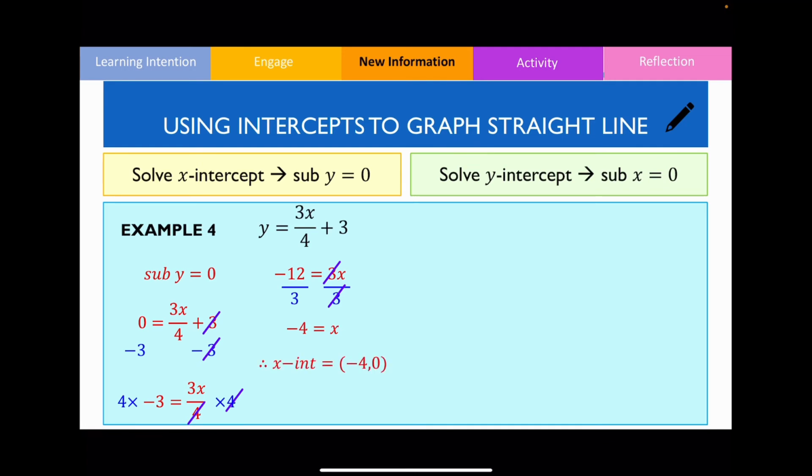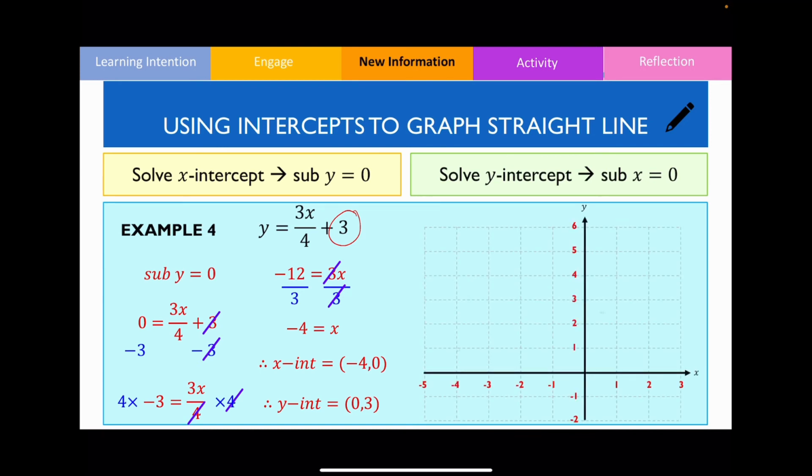Now, for this particular example, we don't really need to show working out for our y-intercept because remember that over there is our y-intercept. So therefore, our y-intercept is going to be given 0, 3. Now that I've worked out both of my x and y intercepts, let's plot these onto a graph. And now just draw a line between these 2 coordinates over here to draw its graph. And so therefore, that's going to be our answer.